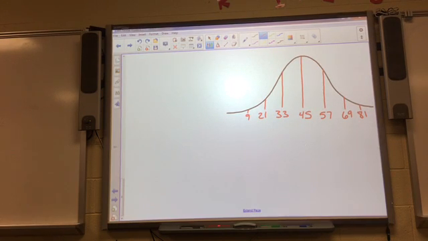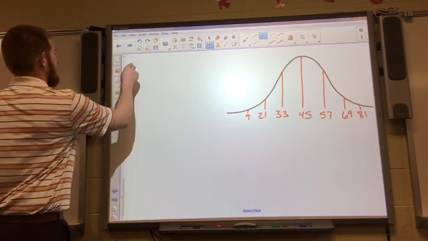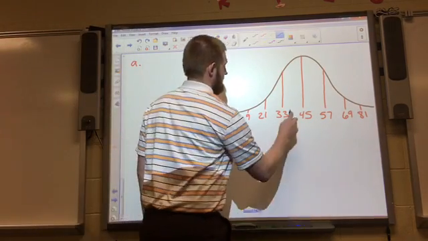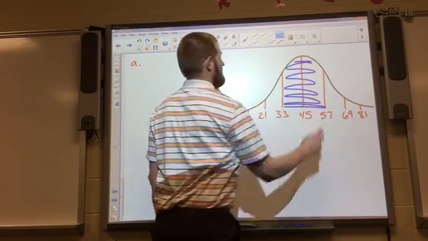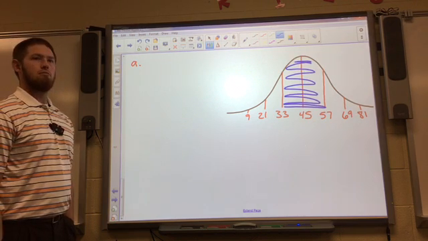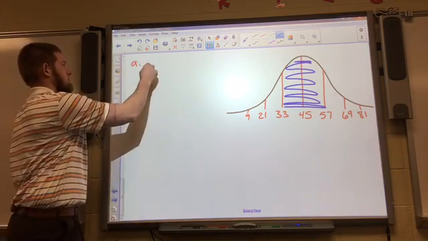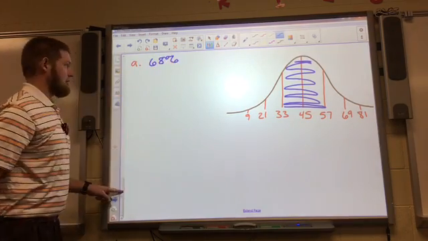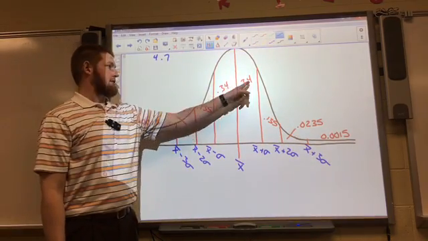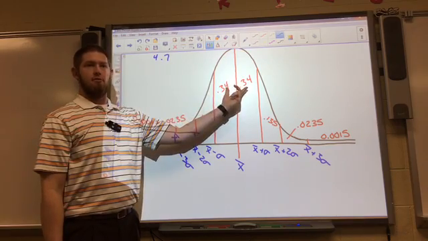It wants to know, question A, what % of the shoppers at a supermarket will spend between 33 and 57 minutes? Yeah, what's the answer? 68%. All based off of this, right? That's 0.34. That's 0.34. That's a total of 68%, right? Okay.